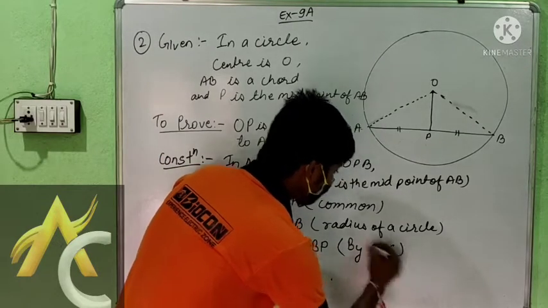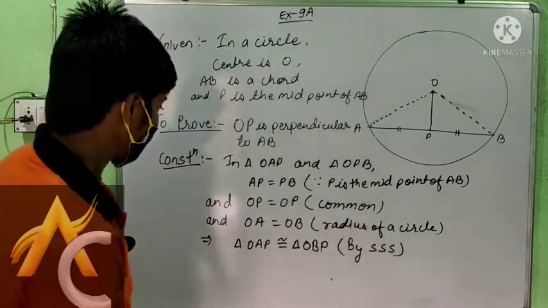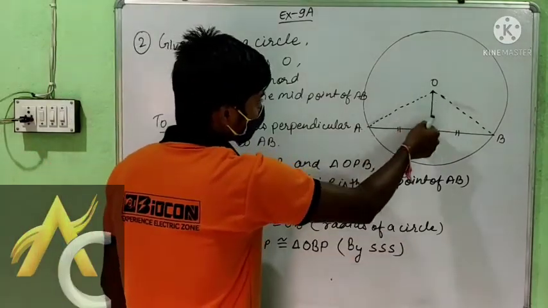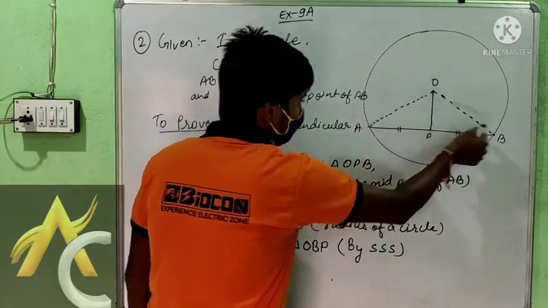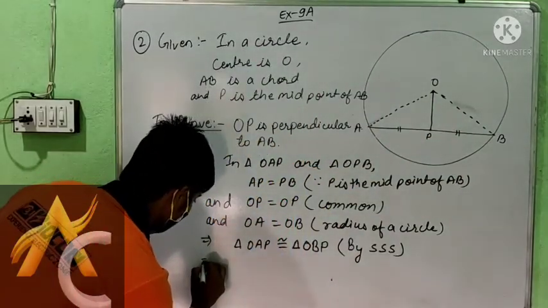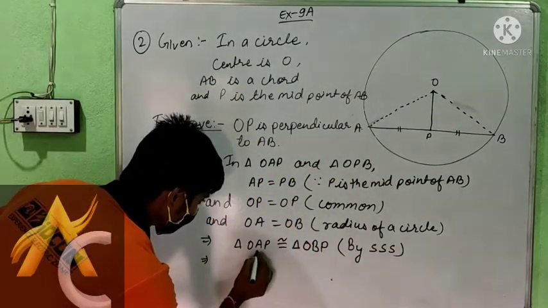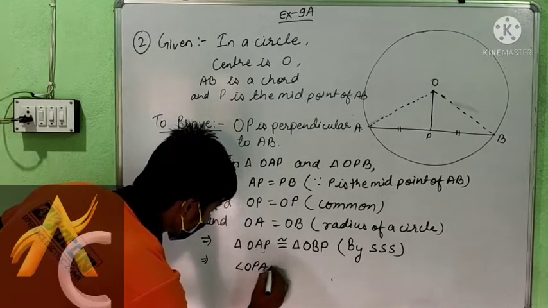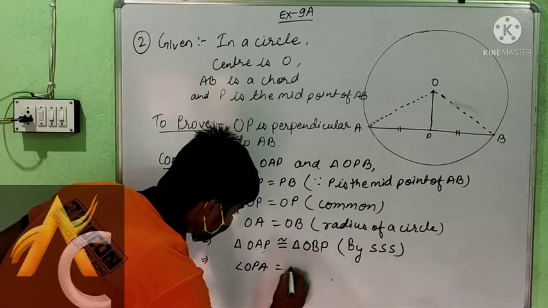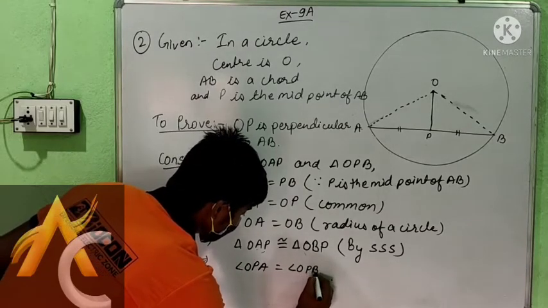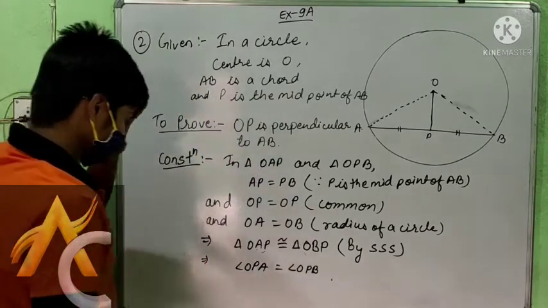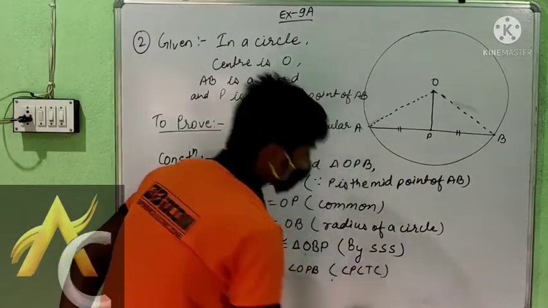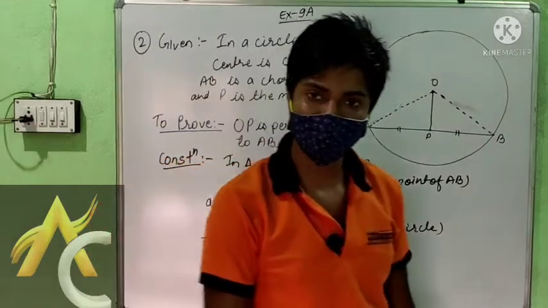Simple. Now since these triangles are congruent, that means angle OPA will be equal to angle OPB. Why? Look here. Angle OPA is equal to angle OPB. Reason: CPCTC, corresponding parts of congruent triangles are congruent.